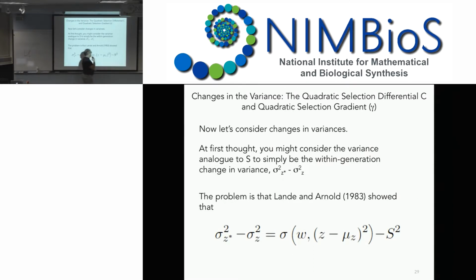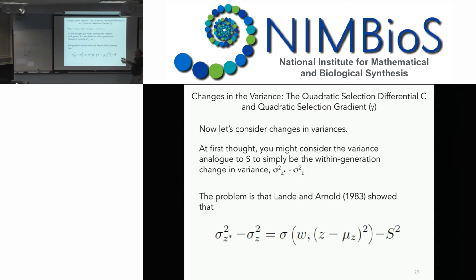Let's now look at changes in the variance. Selection can cause the variance to inflate, deflate, or not change at all. So initially you might think, oh, you know, the change in mean, when you compute that, you should take the fitness-weighted mean after selection minus fitness-weighted mean before selection. So obviously for change in variance, it's simply the variance after selection minus the variance before.